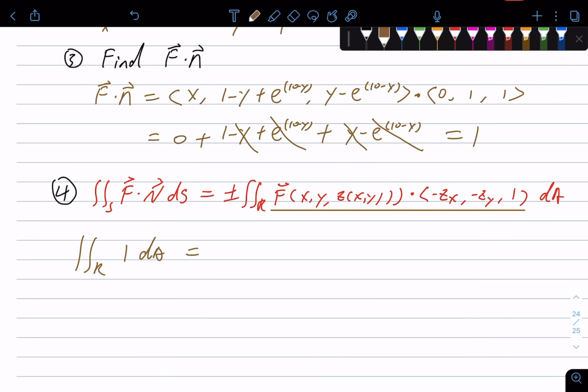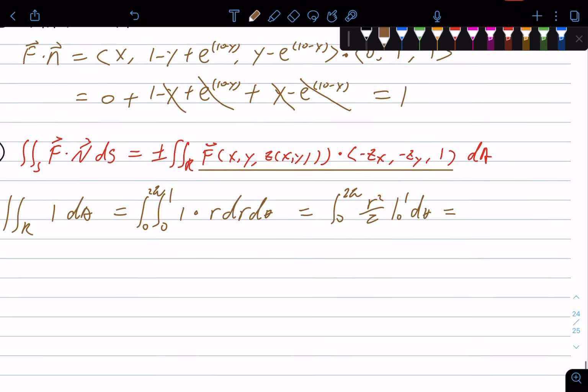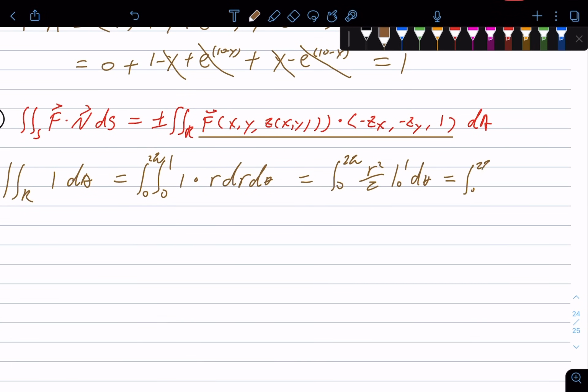So we're going to use polar coordinates right here. The integration is again very simple: the integral of 1 times r dr d theta, because it's a cylinder of radius 1, so r goes from 0 to 1, and there's no bound for the angle, so theta goes from 0 to 2 pi. This gives us the integral from 0 to 2 pi of r squared over 2 from 0 to 1 d theta, then the integral from 0 to 2 pi of 1 over 2 d theta, which equals pi.